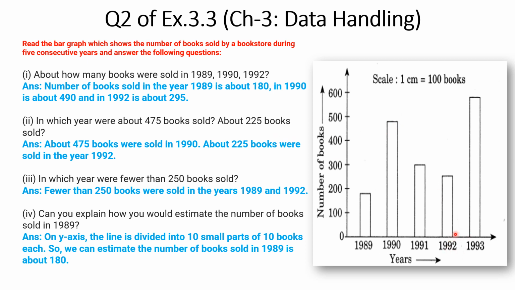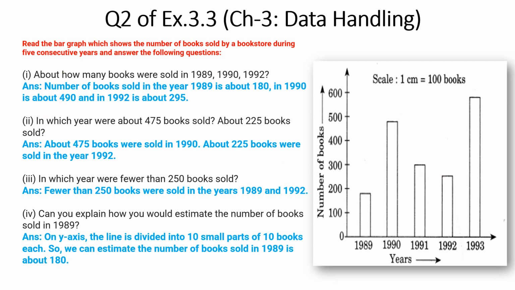And following the same process, in 1992, it is about 295. It is near 300, right? So it will be around 295, or 275 can be okay because it is not very clear in this.